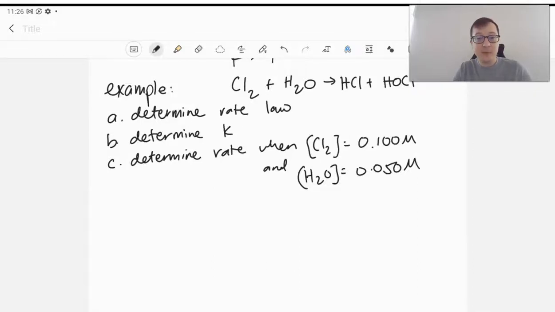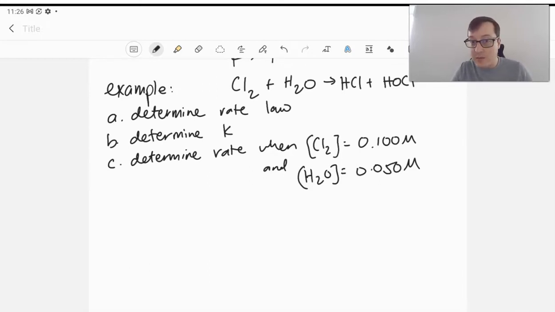Let's take a look at an example of using data to figure out the rate law for a reaction as well as a few other things. For this reaction, we're combining chlorine and water to make hydrochloric acid and hypochlorous acid. We want to determine the rate law. We want to determine K, and then determine the rate when we have some given concentrations.